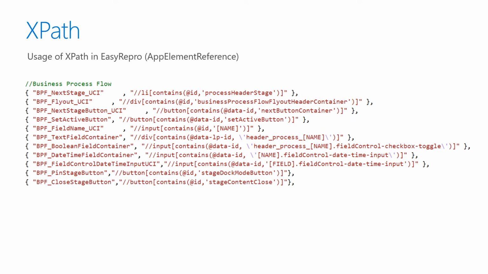Here's an example of EasyRepro using XPath. This is taken from the app element reference.cs file, and this is the business process flow. Using the next stage, I could see that it looks for an LI that contains an ID called process header stage. For setting the active buttons, I could see it looks for a button that contains an attribute called data-id set active button. When you see these brackets with the word name, this means that a variable is going to get passed in that's going to be overwritten here.